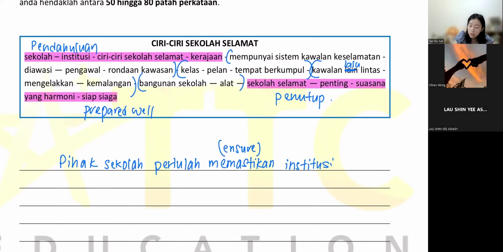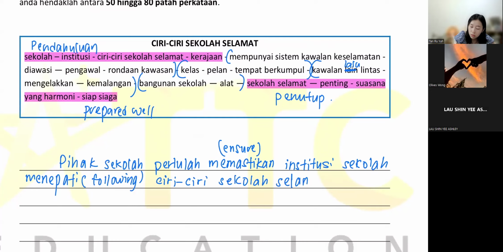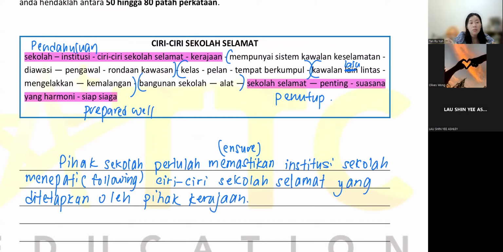Ensure institusi sekolah menepati following ciri-ciri sekolah selamat, the characteristics for a safe school, yang ditetapkan, that's set by, ditetapkan oleh pihak kerajaan, the government. This is your pendahuluan. Then we only go for isi.